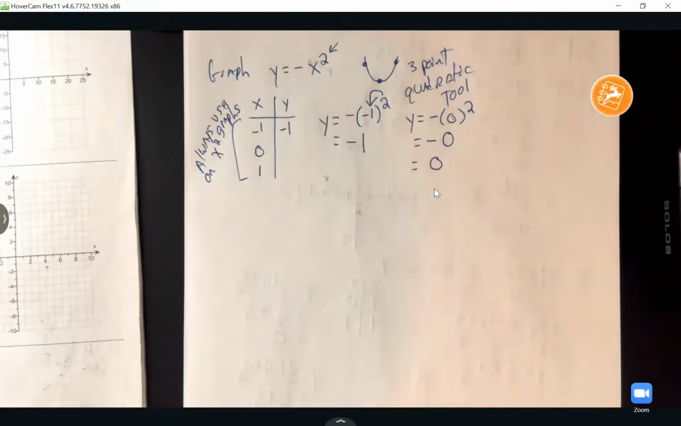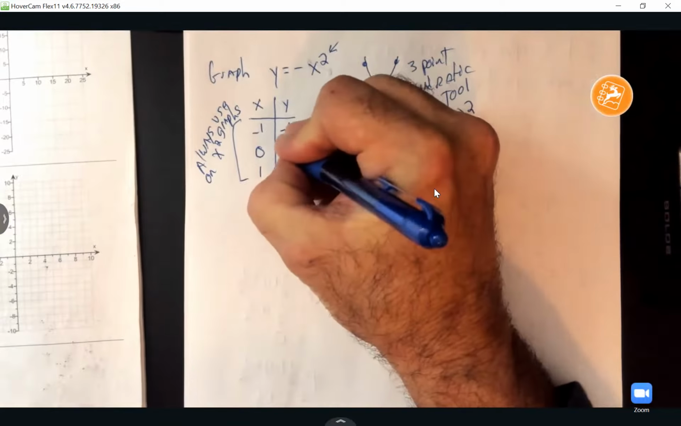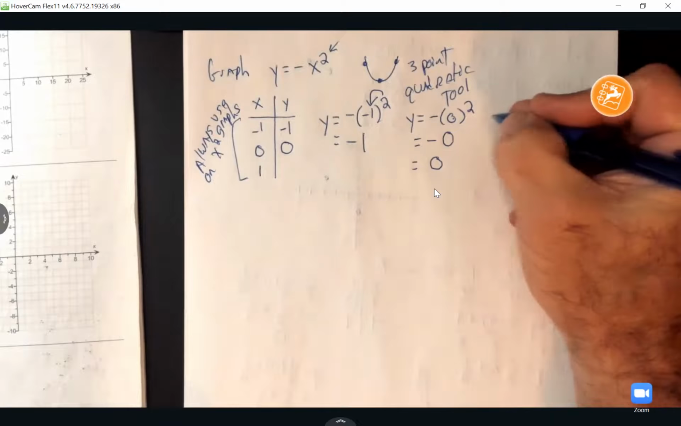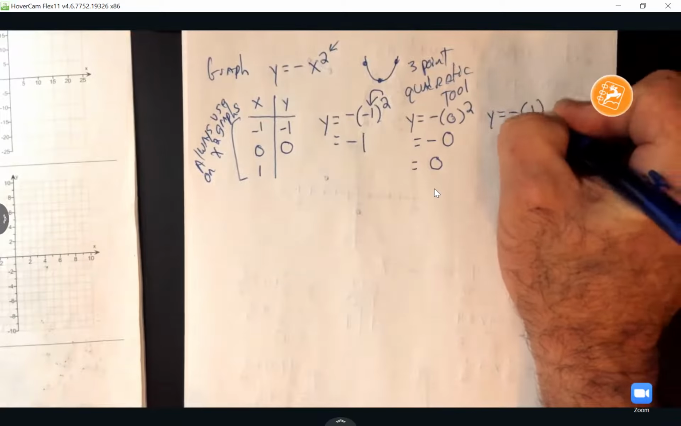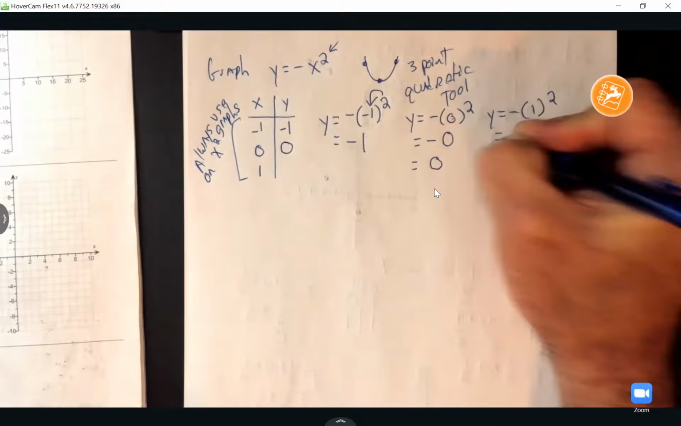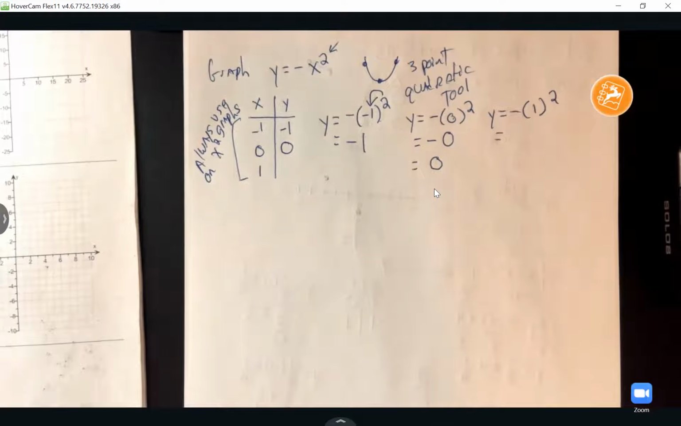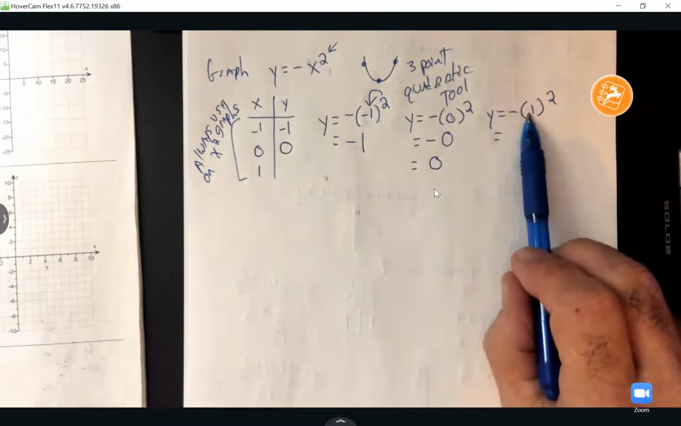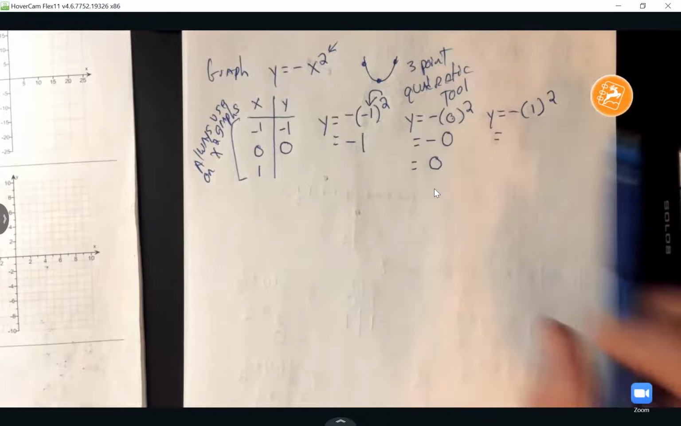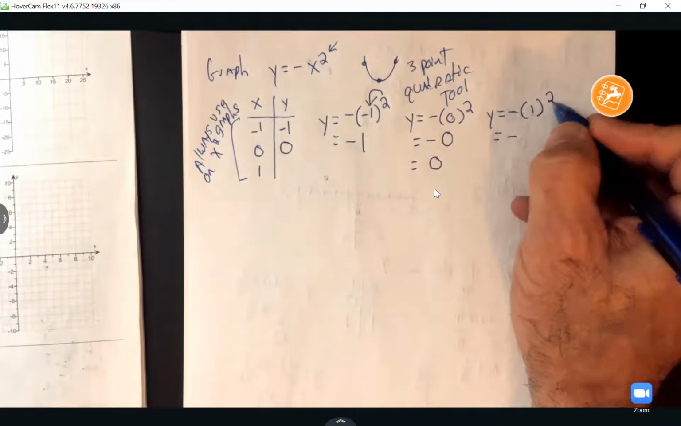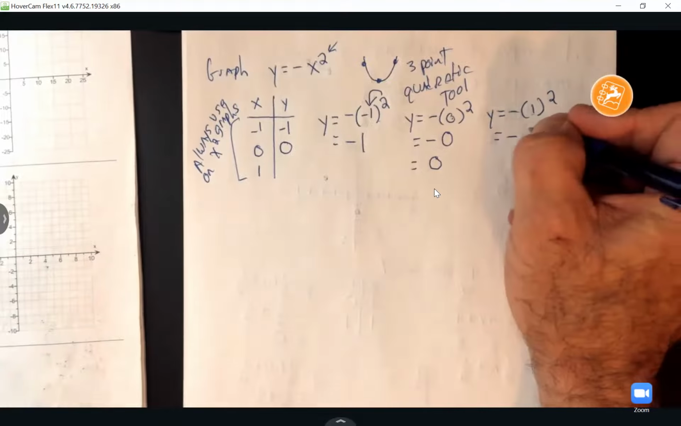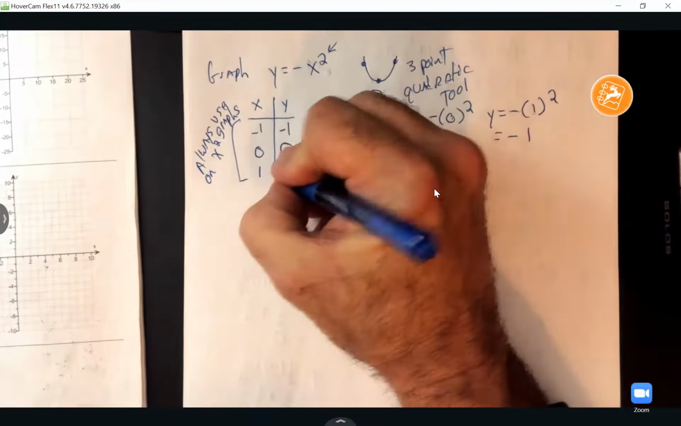All right. So yeah, we put in a 0, we get 0 for that answer. And then when we put in a 1, that'll be y equals negative, put in a 1 for the x and square it. And I'll tell you a trick I do. I always put my numbers that I'm putting in for x's in parentheses. So bring down that negative. 1 squared would be 1 times 1, which is 1.